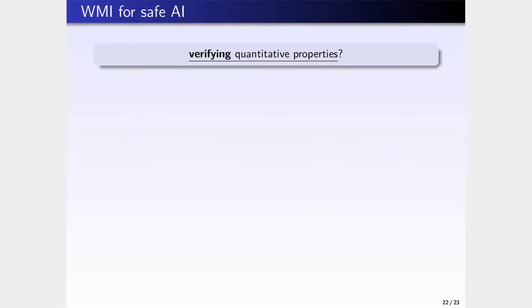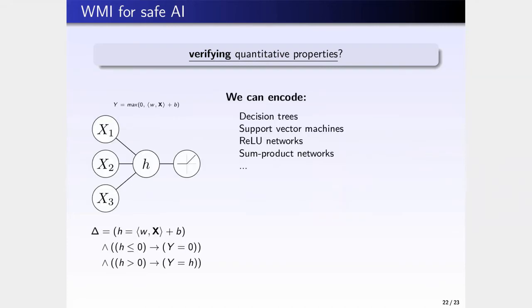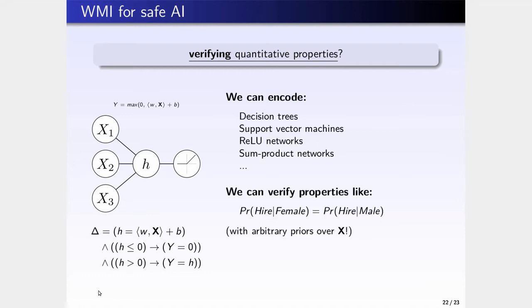Then we would also like to work on the third direction, verifying quantitative properties, not only on binarized neural networks, but in general other models. With SMT and probabilistic SMT, we can encode a wide range of models, decision trees, SVMs, and also more fancy and popular models like ReLU networks and sum product networks, for instance. Here on the left, you see an example of a neuron with the ReLU activation function that is modeled using linear algebra. And then we would like to verify properties like group fairness, right? And we can do this with arbitrary priors over our inputs.